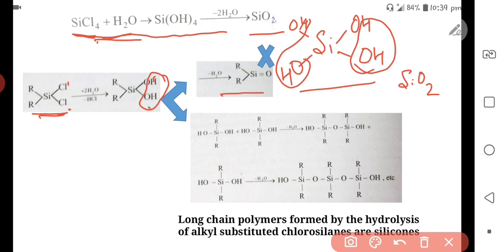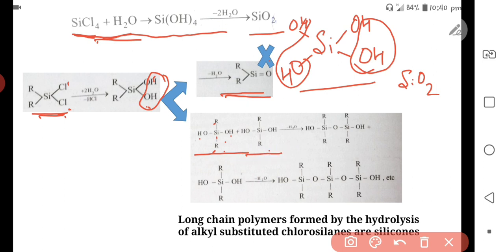That is why I put a cross mark here. When alkyl substituted chlorosilanes are hydrolyzed, the end product is not the expected one, but we get some other product. We have taken a dialkyl substituted chlorosilane, and it undergoes hydrolysis. The compound is silicon with 2 R groups and 2 OH groups. Then it will react with another molecule of the same compound.